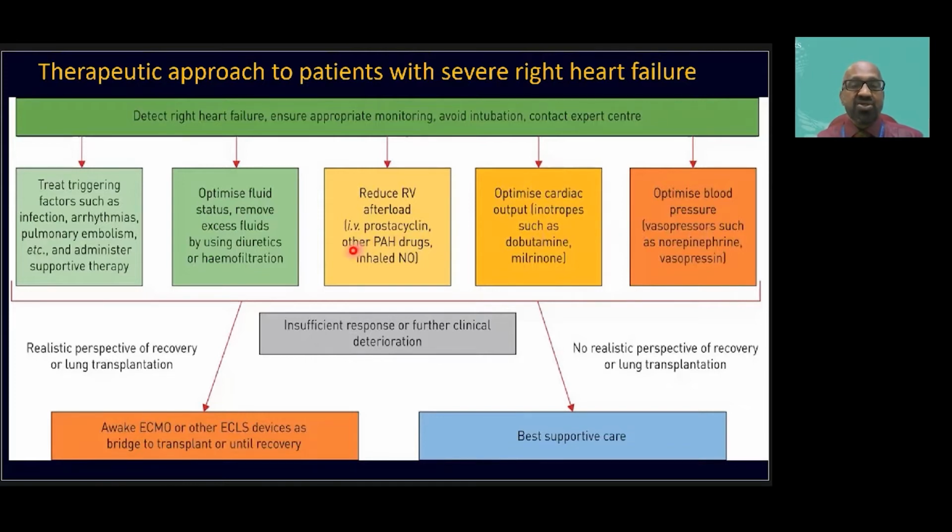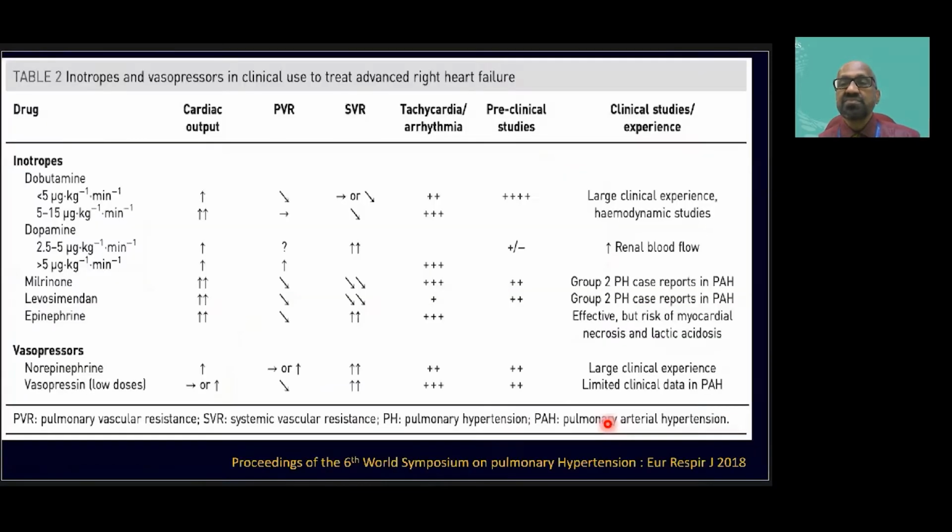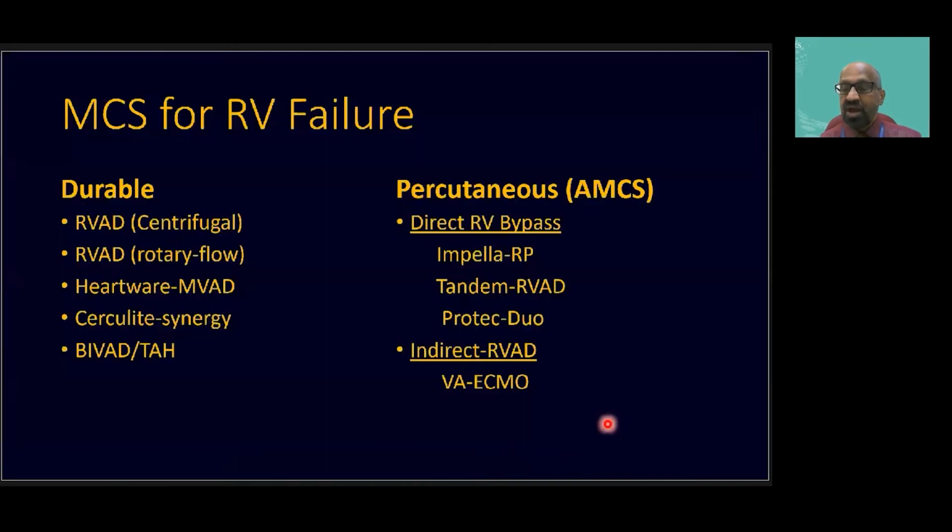If the conservative measures do not lead to improvement in the clinical condition, we might have to consider extracorporeal membrane oxygenation. Or if the prognosis is not really good, we just have to do the supportive care. These are the inotropes and vasopressors which are useful in patients who have right ventricular failure: dobutamine, dopamine, milrinone, levosimendan, epinephrine, norepinephrine, and vasopressin.